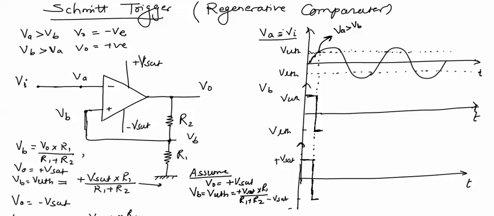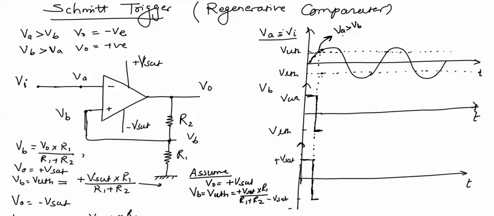Now forget this dotted line, that is VUTH, because VB is no longer equal to VUTH, it is now equal to VLTH. If it is equal to VLTH, we'll compare this point to this point.